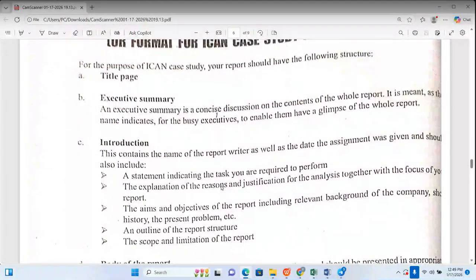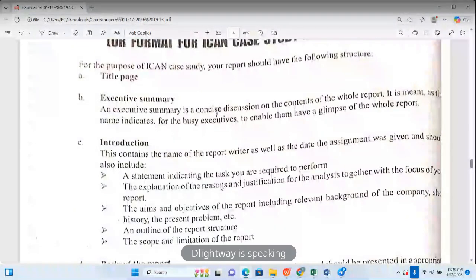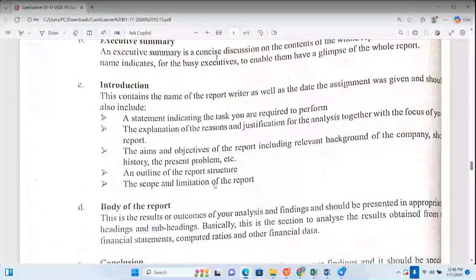But in your introduction now, in your main body, this is the main report. You are now going to explain them in total. After that, you move to the body of the report, which is the result of the outcome of the analysis. The body of the report contains what you have analyzed, what you have seen so far, the meaning of the outcome of your profitability ratio, and the meaning of the outcome of your liquidity ratio.